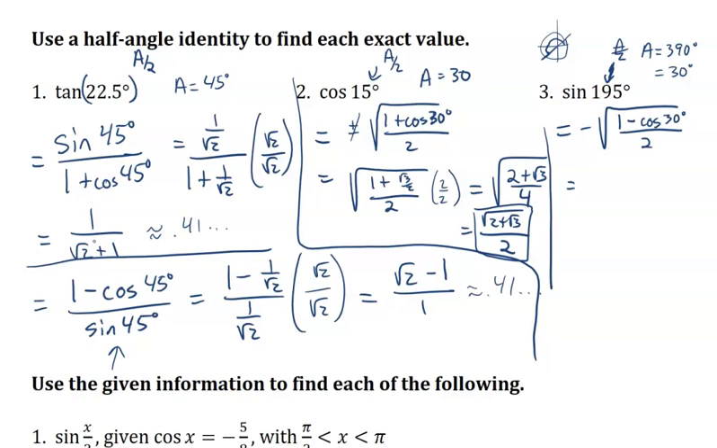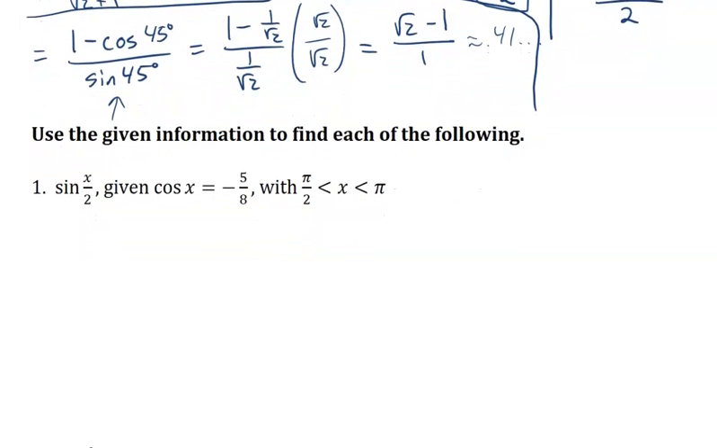So we're going to do negative root 1 minus cosine of 30 all over 2. So negative root 1 minus root 3 over 2 all over 2. And I'm going to multiply by 2 over 2 again, just like I did over here. And I'll get negative root 2 minus root 3. And then that whole thing is over 2 because it's over a root 4, which is 2.